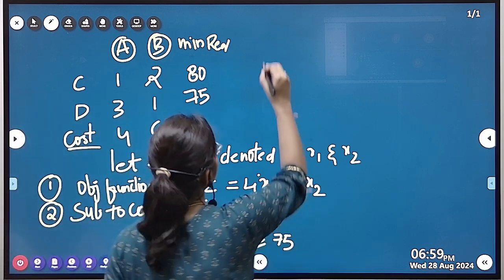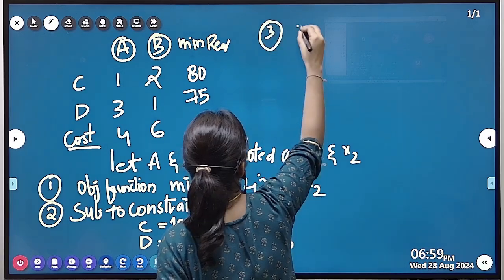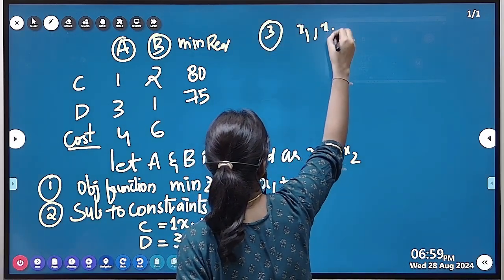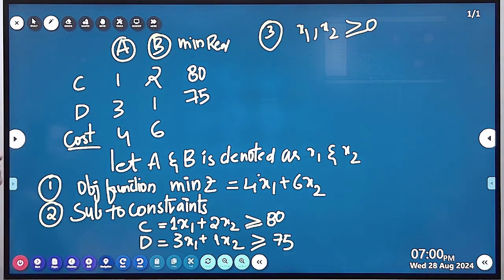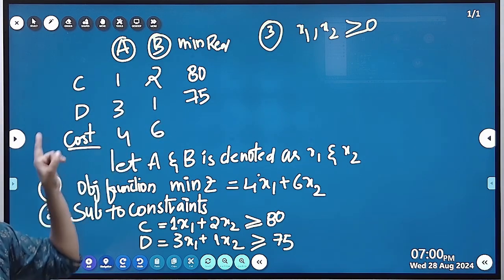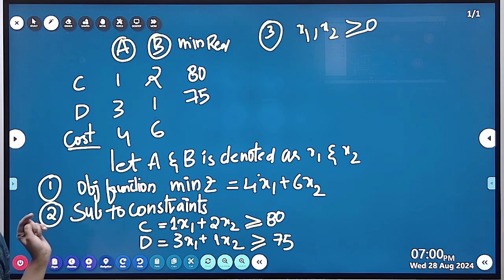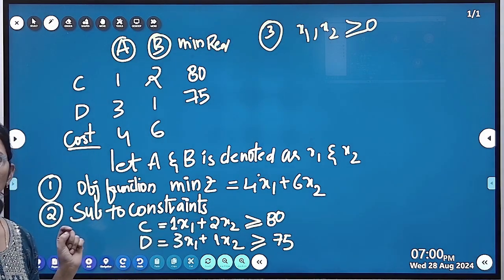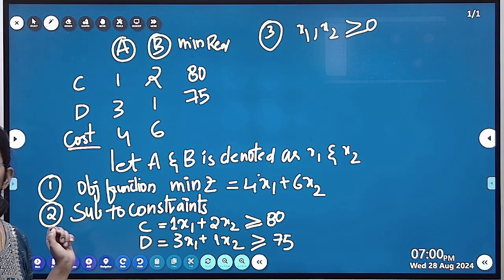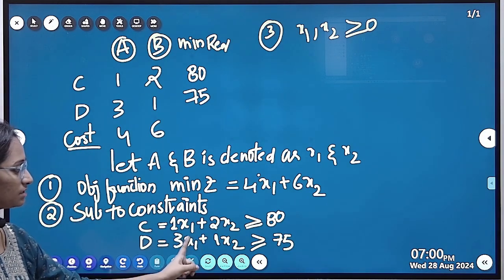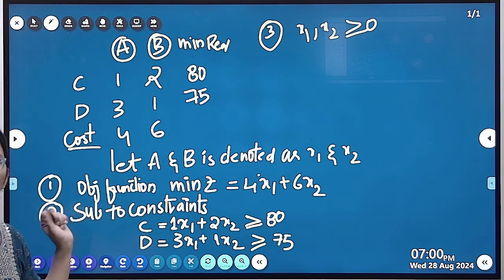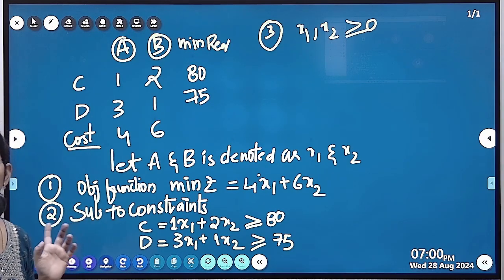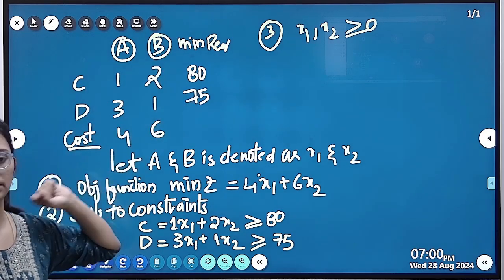And third step, this you compulsorily need to write: x1, x2 are greater than or equal to 0. For every question you need to write that x1 and x2 should always be greater than or equal to 0. Why are we taking this? These are the variables, which may vary, but their value should never be negative.